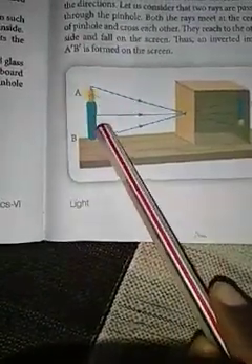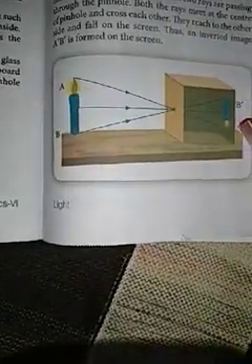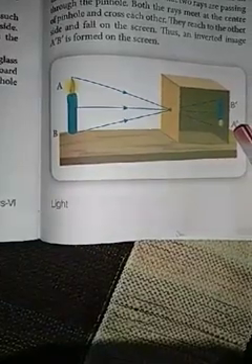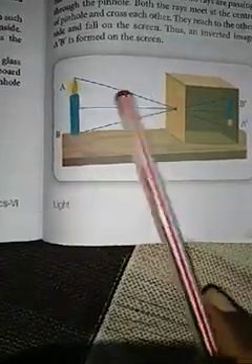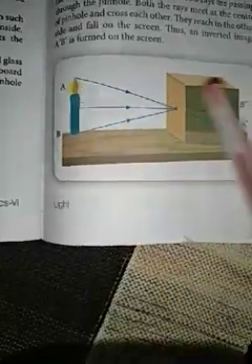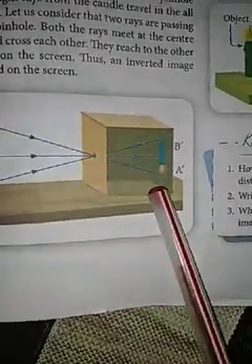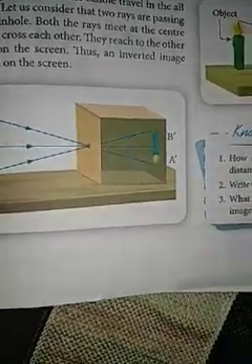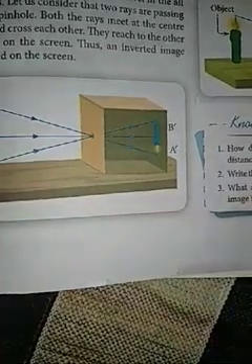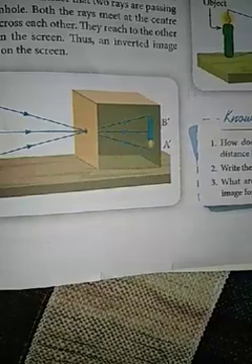AB is the object, and here B dash A dash is the image. In the object the flame is upward, but in the image the flame is downward. So such types of images are called inverted images, upside down images. Inverted image means upside down image.